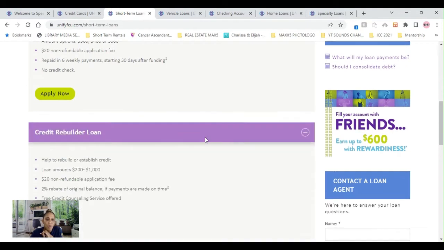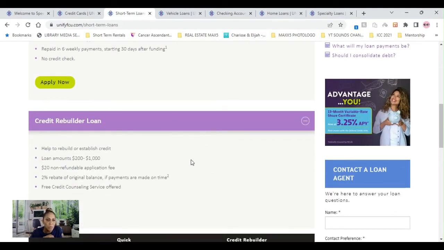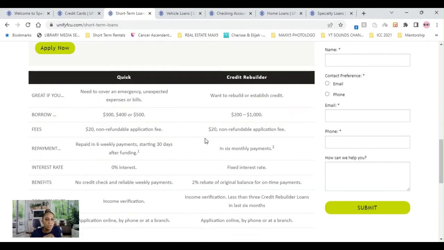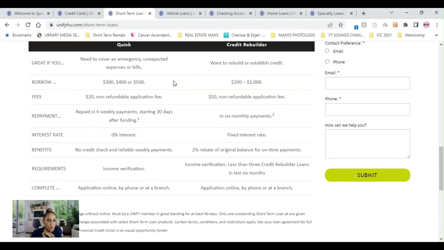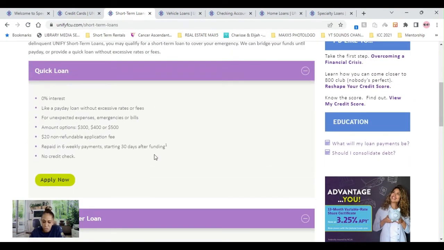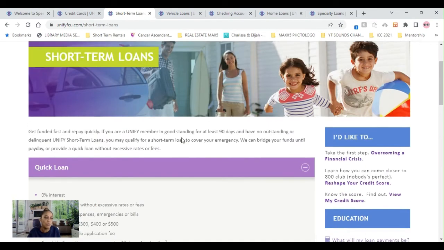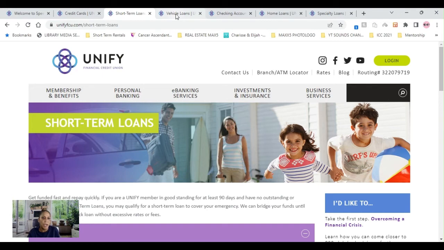fix it immediately. Then you also have your credit rebuilding loan, which is similar to a pledge loan, but it's a little bit different because it's only up to $1,000, but it's the same concept. What you're doing is you're just rebuilding your credit, and they even show you exactly what you need to do. The quick loan is to cover an emergency. A credit rebuild is to rebuild established credit. The fees, how quick you could pay it, zero interest rate, fixed interest rate. Basically all you need is income verification. The only thing for these products is that you need to make sure that you've been a member for 90 days and that one short-term loan can be only taken out at a time, okay?